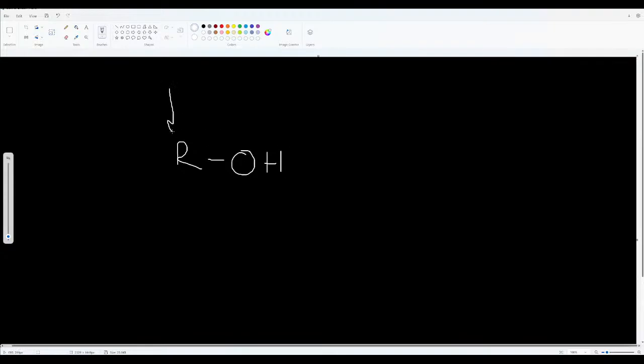So when I write R, that's just referring to anything that's not hydrogen. Right? So R could be a carbon, R could be another oxygen, R can be a nitrogen, R could be anything. It's all in your imagination. R could be whatever you want it to be. What we actually care about is on this side. OH. So what is this?